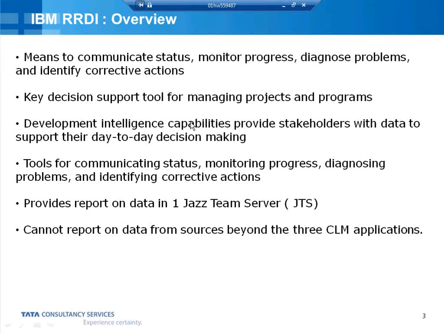so I've just added these 2 points in the overview table. So when do I go for RRDI? Basically, when I want to have a CLM integrated data report where I have my requirements in DNG, my test cases are in RQM, and my tasks and my defects are in RTC. Then all the 3 components' information, probably with an end-to-end traceability report, I will be able to achieve with the help of RRDI.